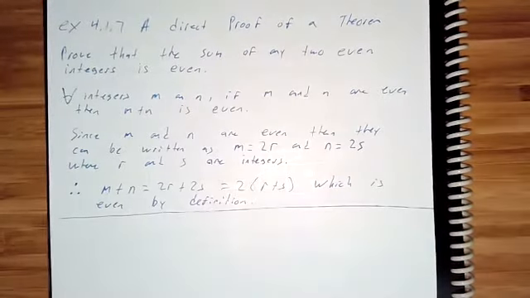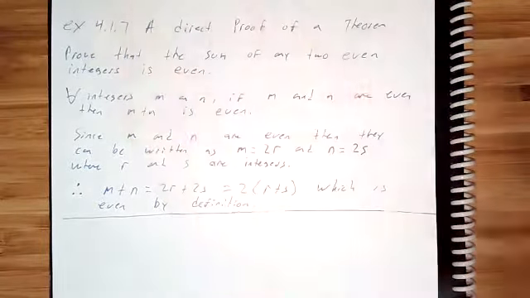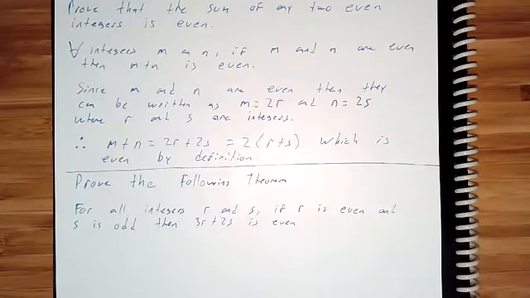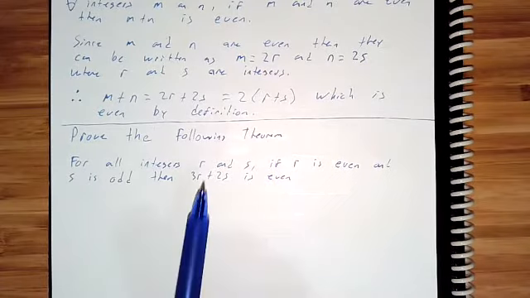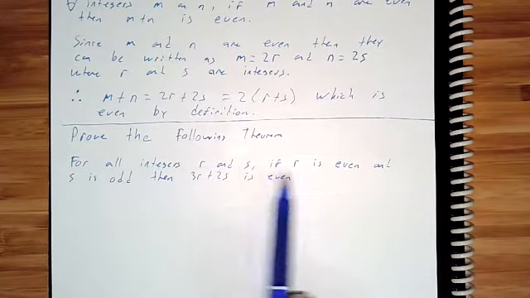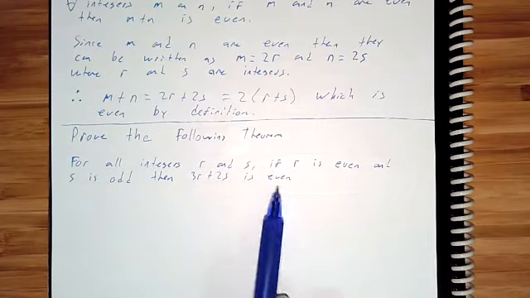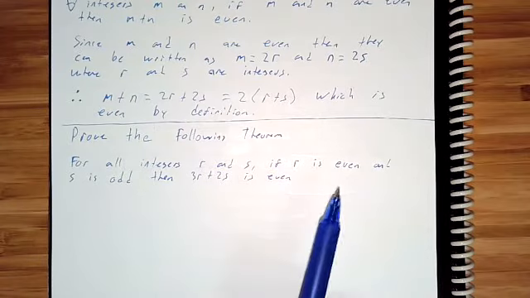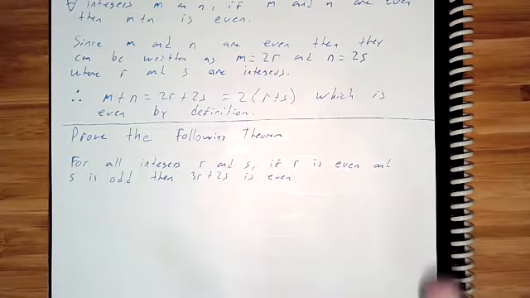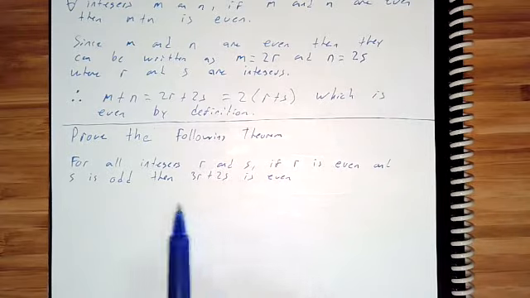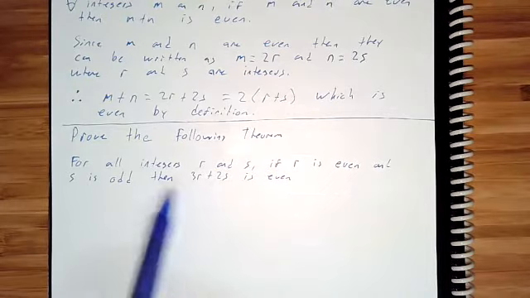Now let's see what's next. Okay, let's do one more, and then we'll go to another section. Let's prove the following theorem: for all integers r and s, if r is even and s is odd, then 3r plus 2s is even. This one is pretty much already in formal form, so we just need to remember the definitions of odd and even. They said r is even, s is odd.